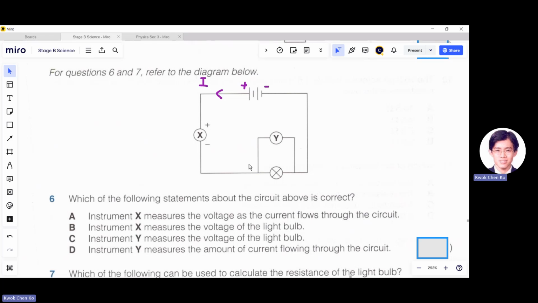Actually, that time I did show you the voltmeter or ammeter before, right? Last time I brought along, but maybe you can't remember. There's a positive one and a negative one.